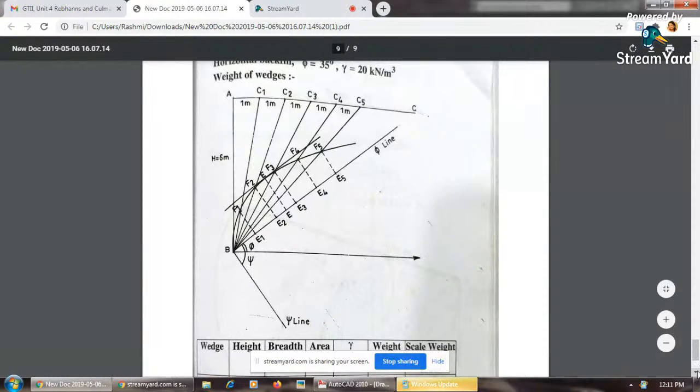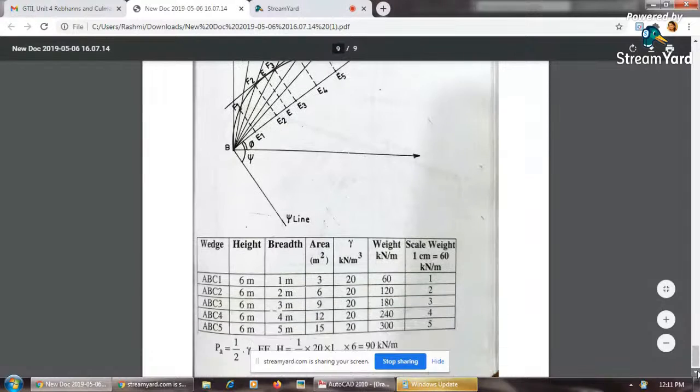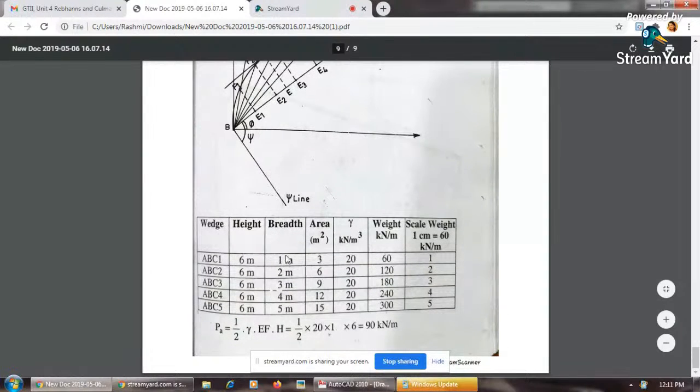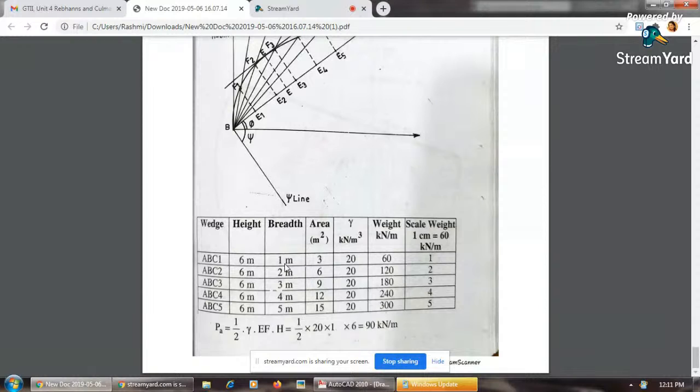So 1, 2, 3, 4, 5. Okay. All the breadths you have to measure from the point A to C1, A to C2, A to C3, A to C4, and A to C5. So 1, 2, 3, 4, 5 is there. Calculate the area as it is a right angle triangle. So 1/2 base into height. When you calculate, you will get the area. Gamma is given to you 20. It is universal for all the wedges.